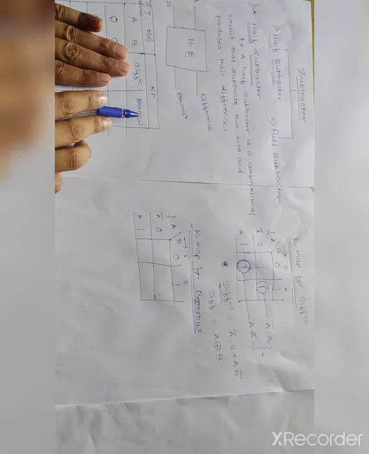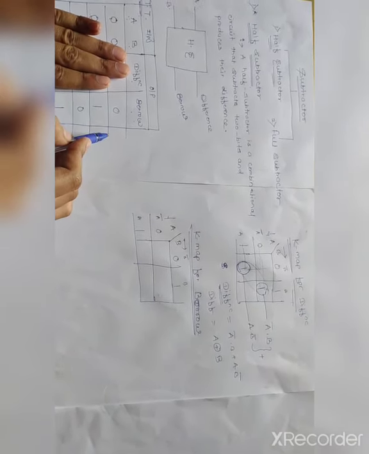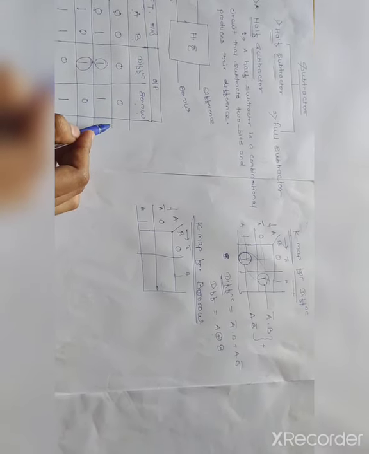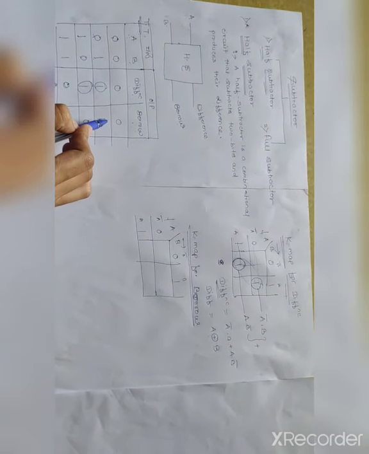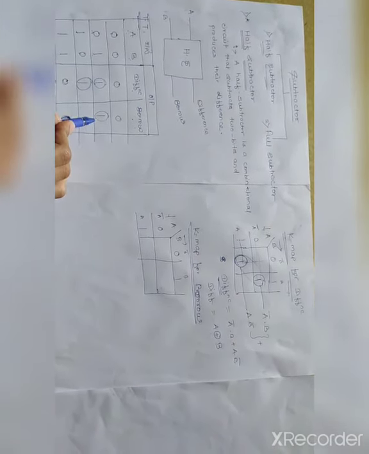Now consider only the borrow here. Borrow is 0. 1 minus 1 is 0, and borrow is 0. Now here, consider borrow. You have to put this one. Where are you putting this one? You are putting this one here.